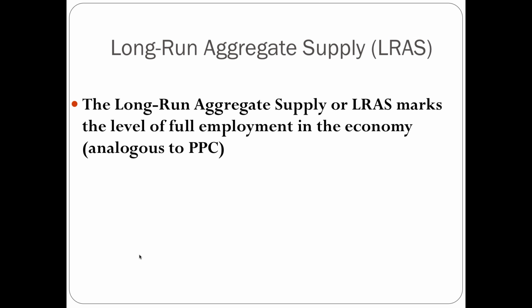All right, let's focus in here on the long-run aggregate supply. The long-run aggregate supply, or the LRAS, marks the level of full employment in an economy. It's analogous to being on the production possibilities curve. Remember, full employment is going to be, for the sake of this class, 5% unemployment.